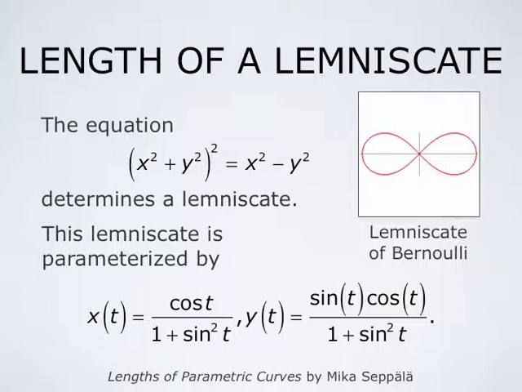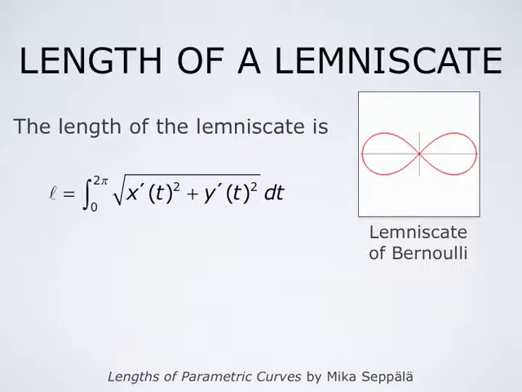Now, in general, the problem of finding parametrizations for generic curves defined by polynomial equations like this one is pretty difficult. Here we simply take this parametrization as given, and we use that to compute the length of the lemniscate. Now, the formula for the length tells us that the length of this lemniscate is the integral from 0 to 2 pi of the square root of x prime of t squared plus y prime of t squared dt.